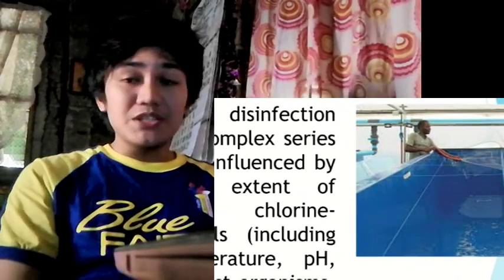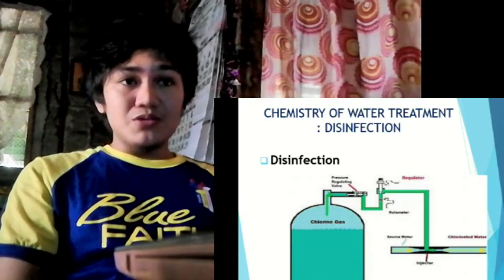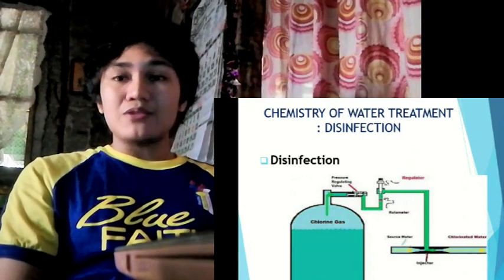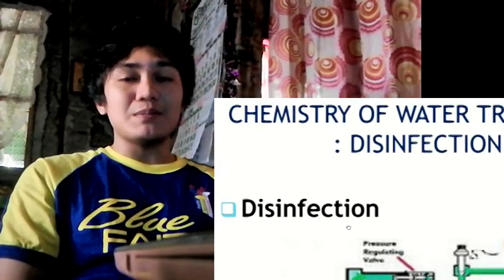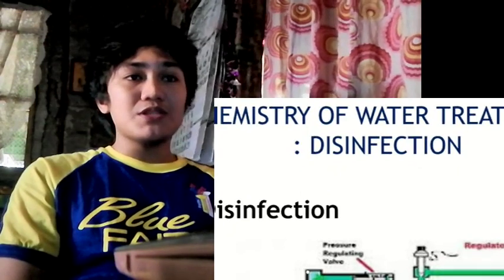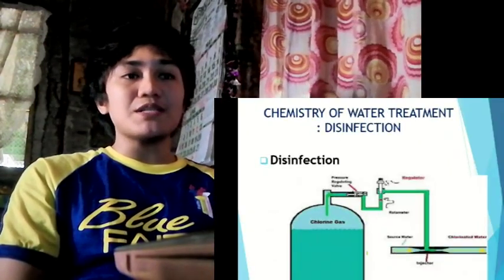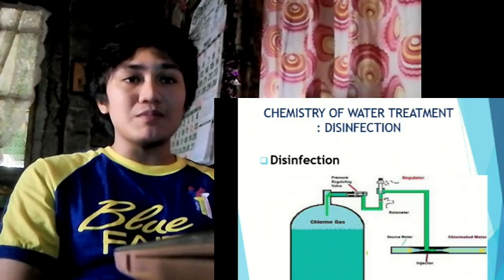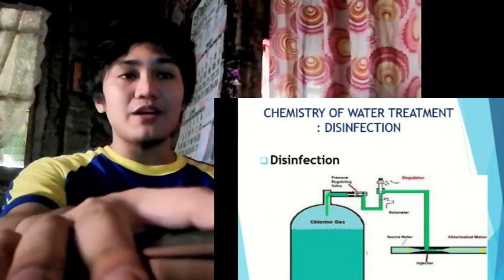Disinfection. Disinfection is used in water treatment to reduce pathogens or disease-producing microorganisms to an acceptable level. Disinfection is not the same as sterilization. Sterilization implies the destruction of all living organisms. Drinking water need not be sterile.